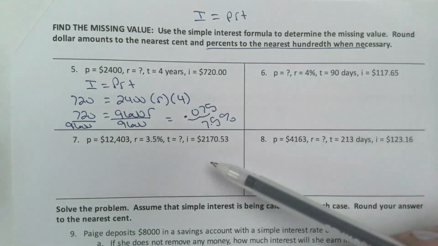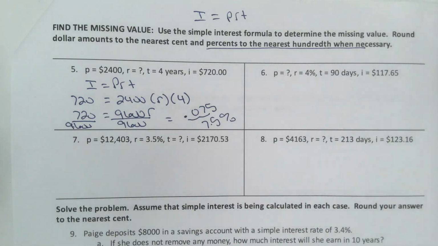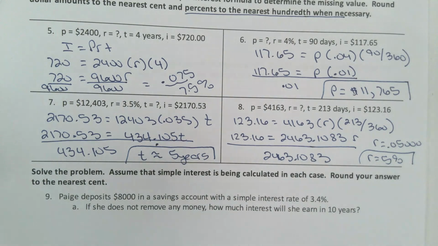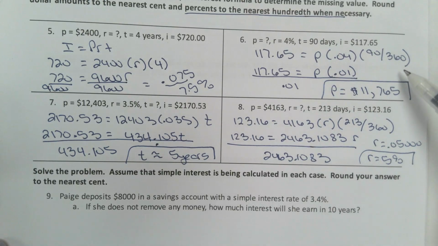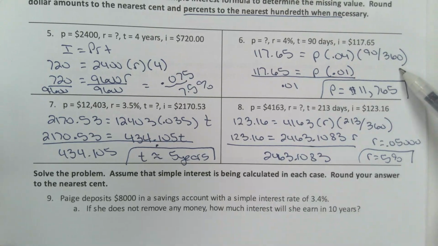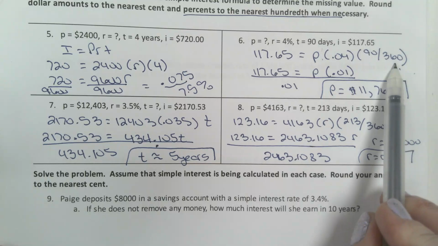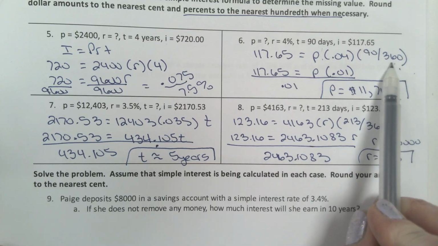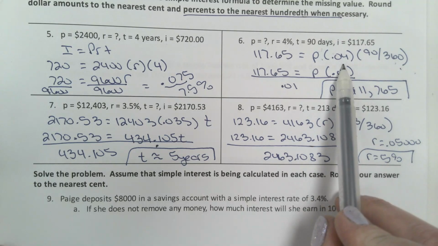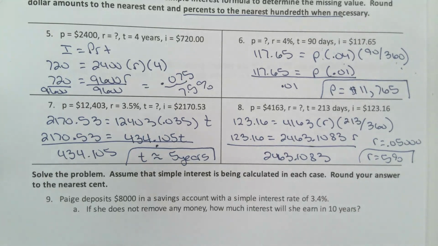So we're going to do 6, 7, and 8. I'm going to hit the pause button while everyone gives that a shot, and I'll be right back. All right, so these are the answers that I got for 6. On that one, you just had to make sure that you paid attention that your time was in days, so when I put my time in, you have 90 over 360. With your rates, make sure you're always moving the decimal 2 to the left and turning that into a decimal.